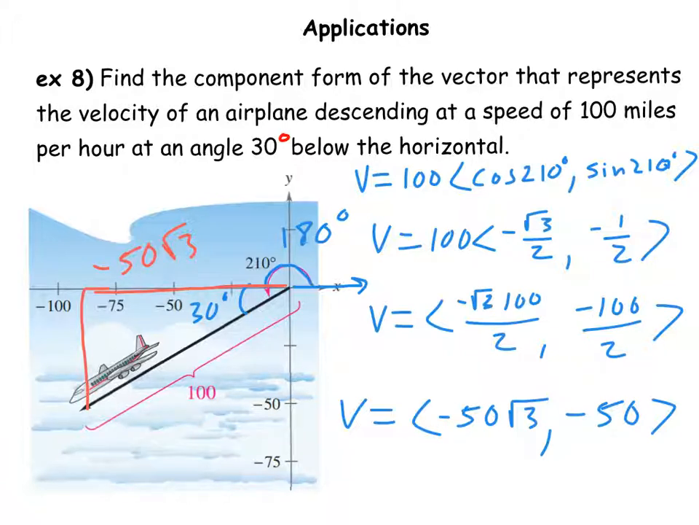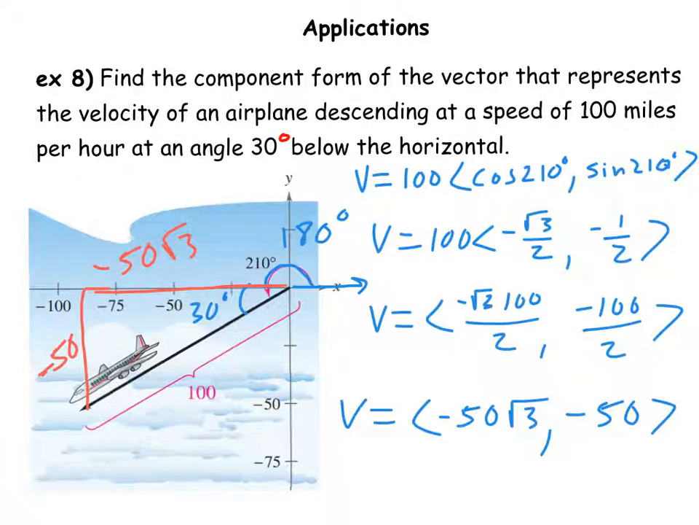Okay? This negative 50, that is the plane's vertical descent. If you thought about it just directly up and down, the plane is dropping vertically about 50 miles an hour. And negative 50 square root 3, again, would be how fast it is on the runway.